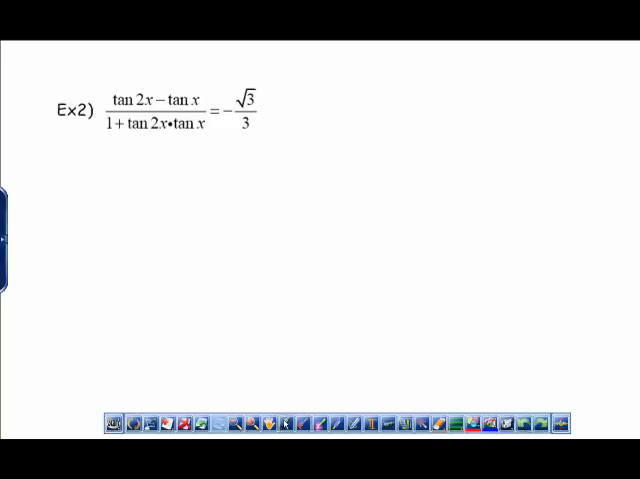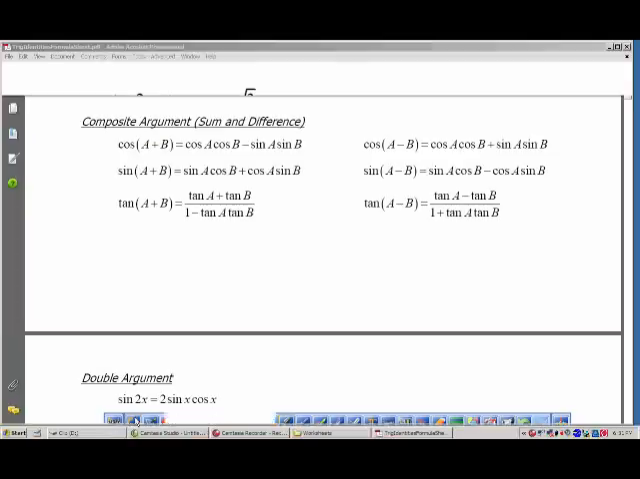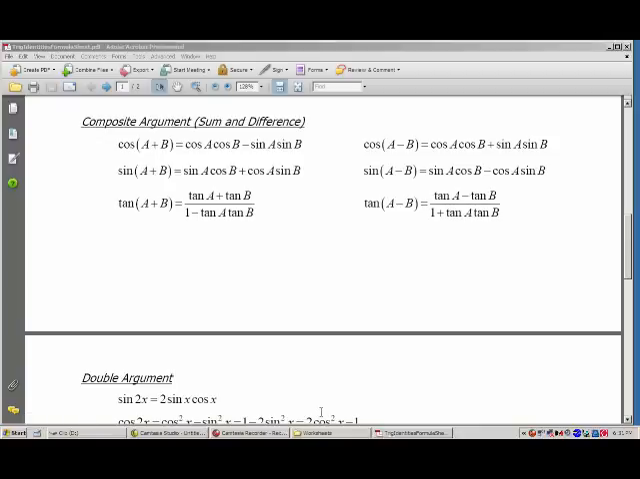Okay, if you are not sure if this is tangent plus or minus, then go through and look at your formula sheet. That's what it's there for. If I compare what's on my paper to what's on my formula sheet, it's in the subtleties of the pluses and the minuses. So it looks like it's tangent A minus B.